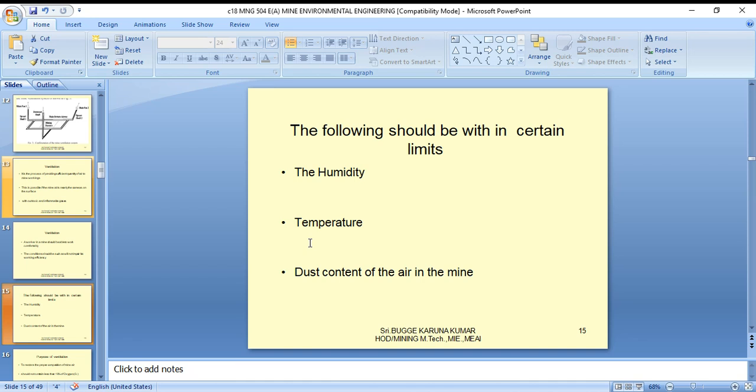On the other hand, the dust content of the air in the mine should also be within limits. Airborne dust should not be raised. That is also one of the criteria as far as ventilation is concerned. But basically, humidity and temperature are the two influencing factors for human comfort.